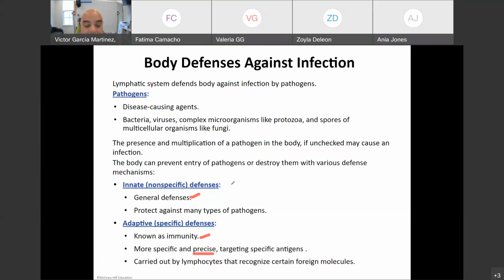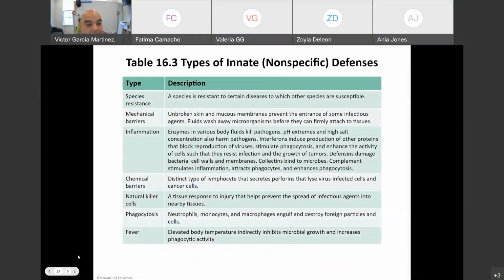Then we have two kinds and several levels of defense. The first level is going to be barriers. The second level is going to be innate immunity. And the third level, or specific level, is going to be the adaptive immunity. Let's see what we have here. Then some innate or non-specific defenses, guys.